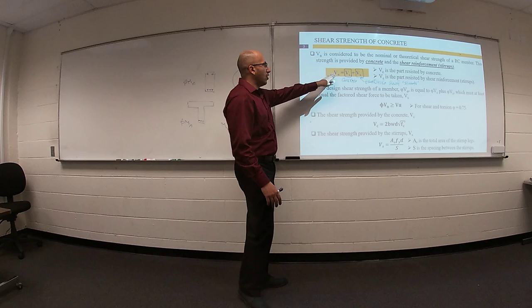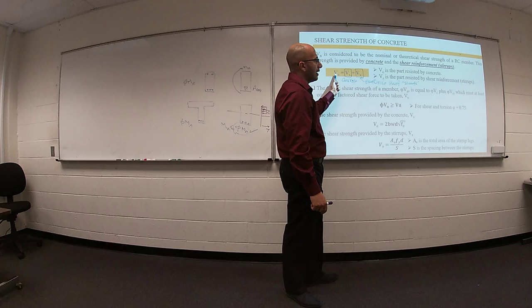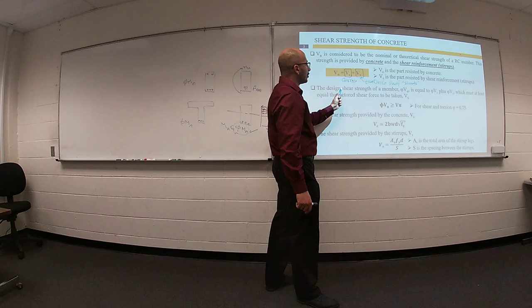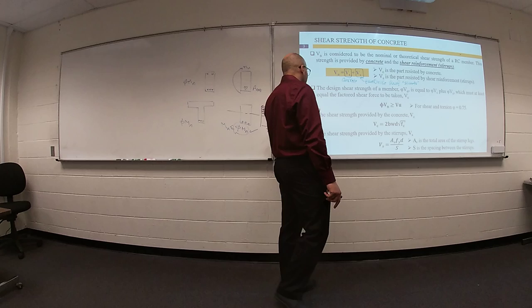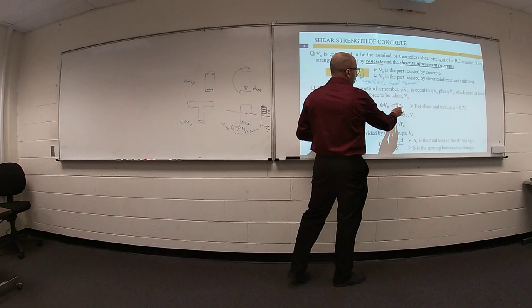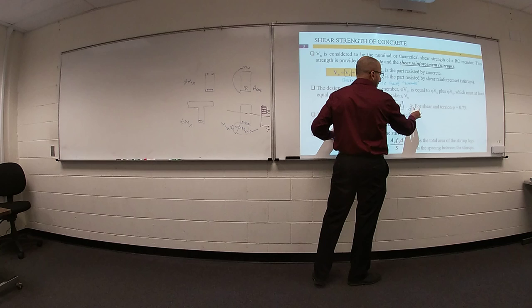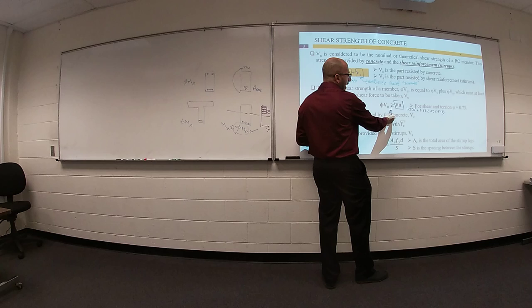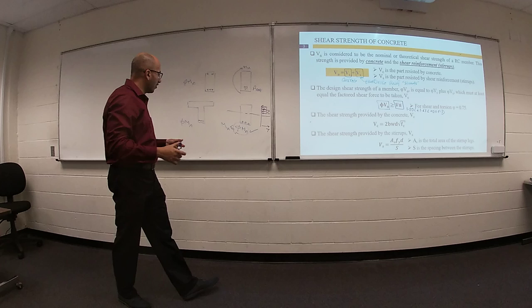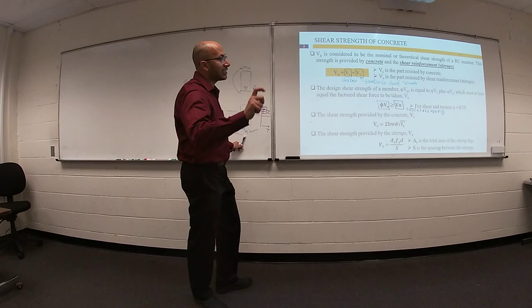Actually, we will not design for Vn. We are looking for design shear strength, so we need to add something to Vn. Anybody remember what we need to add? Phi. Yes. So the design shear strength of a member will be phi Vn equals phi Vc plus phi Vs, which must at least equal the factored shear force. Our design philosophy: your factored shear force, which is 1.2 dead load plus 1.6 live load and comes from the shear force diagram, must be smaller than or equal to your design shear strength. Our design philosophy: your factored load must be smaller than or equal to your design load.